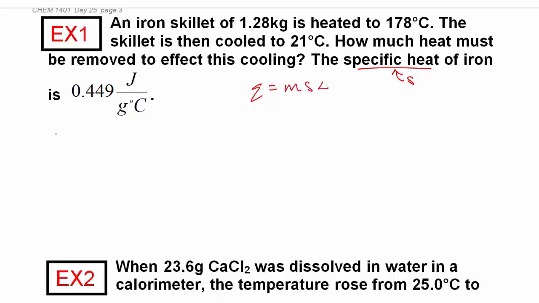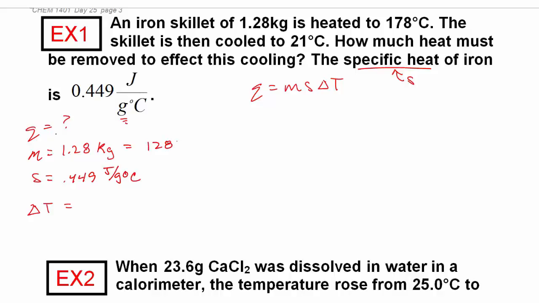Q equals ms delta T. So they want us to find Q. That means they had to have told us everything else. Just got to find it. So M is 1.28 kilograms. That may not be the right units though. It's not. Look, G, because S is 0.449 joules per gram degree Celsius. So I need that in grams, not kilograms. So that's going to be 1280 grams. Just move the decimal place 3 places.